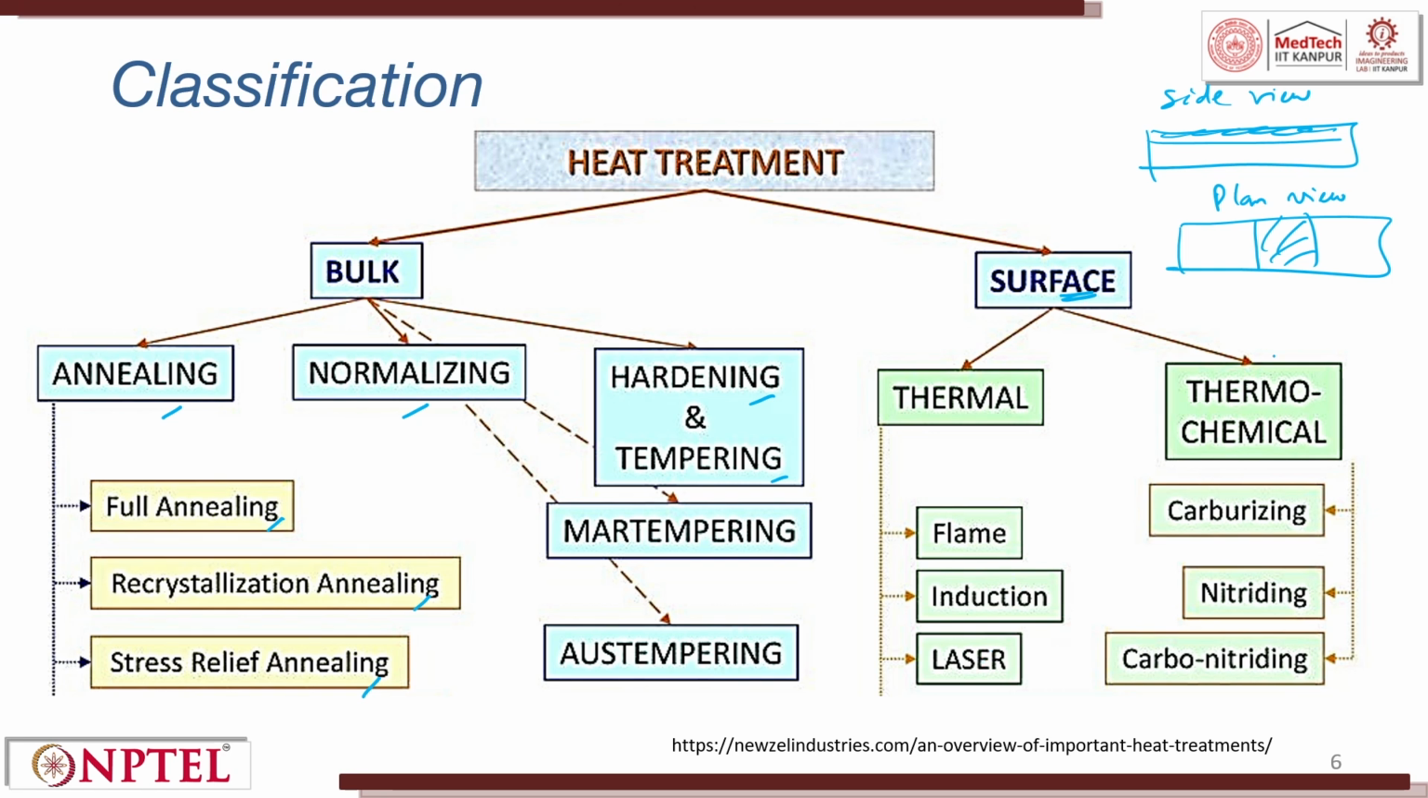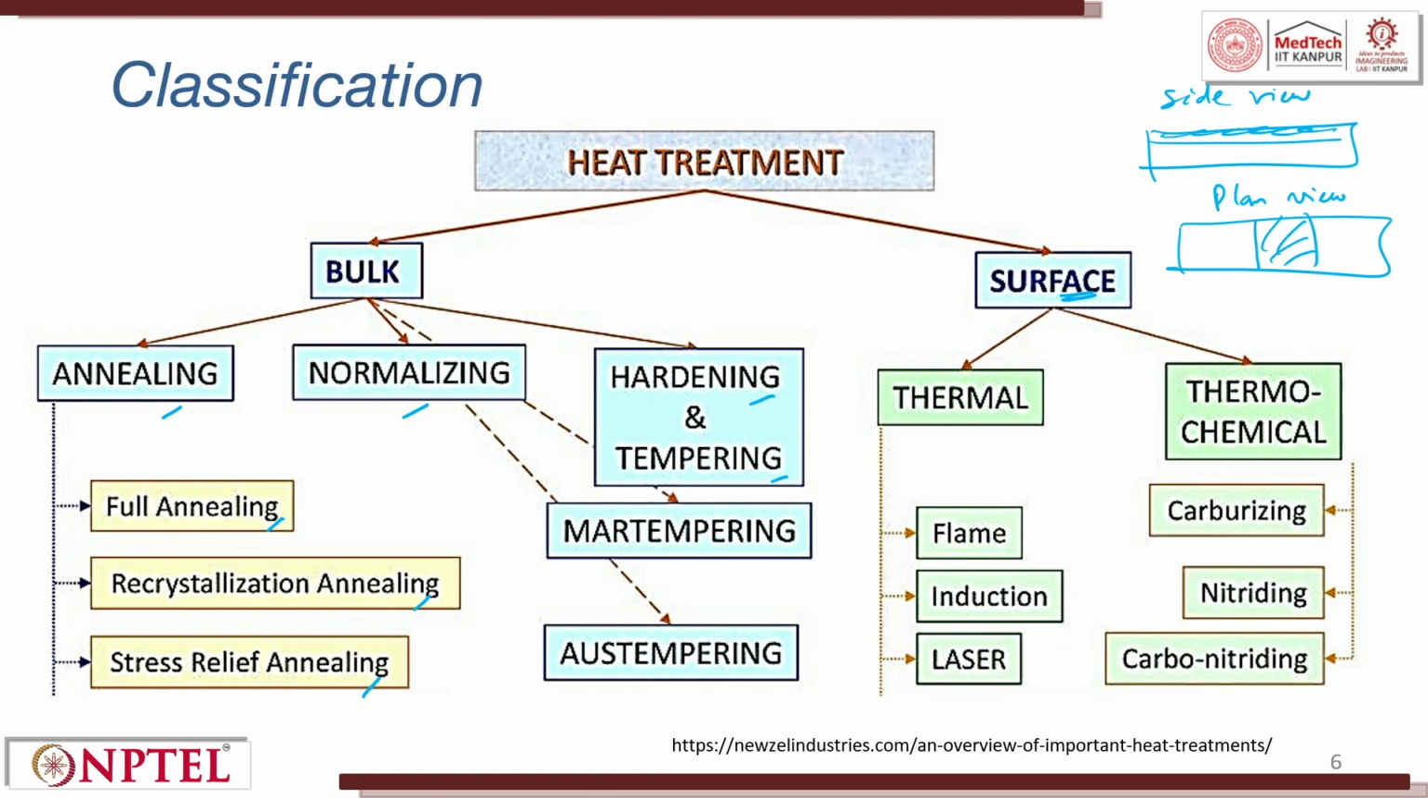When we try to talk about thermochemical treatments, it is carburizing, nitriding and carbonitriding, a mixture of these two. Then surface flame hardening. When we introduce flame heating on the surface, you can do bending or you can relieve stresses. You can play with this. So, this is the major classification of heat treatment.